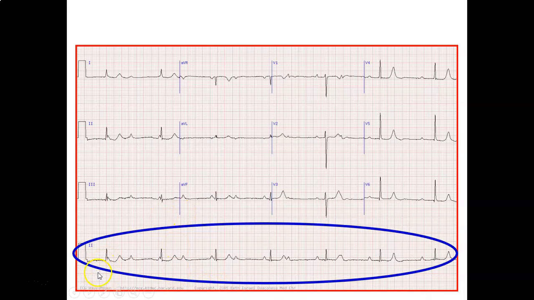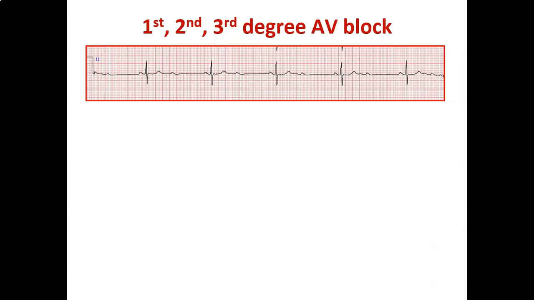Look at this one. This is slow heart rate and it's regular. P waves are seen independent of the QRS complexes, and there is variable PR interval. It looks like atria have their own rate and ventricles have their own rate. So this is complete heart block, nodal type, because QRS complexes are narrow.